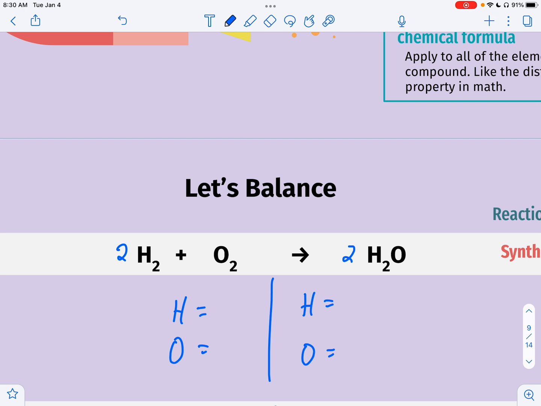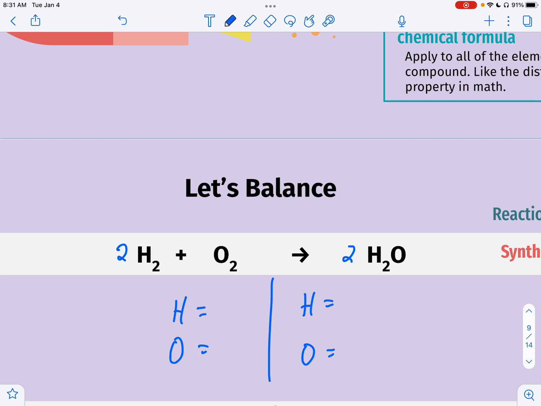So without balancing, this would have H2 plus O2. Without balancing, I would have 2 hydrogens on both sides, but I would also have 2 oxygens on the reactant side, but only 1 on the product side. That's a problem. So we're going to add those coefficients like I did here, 2 in front of the H2 and 2 in front of the water, and that will help us balance out.